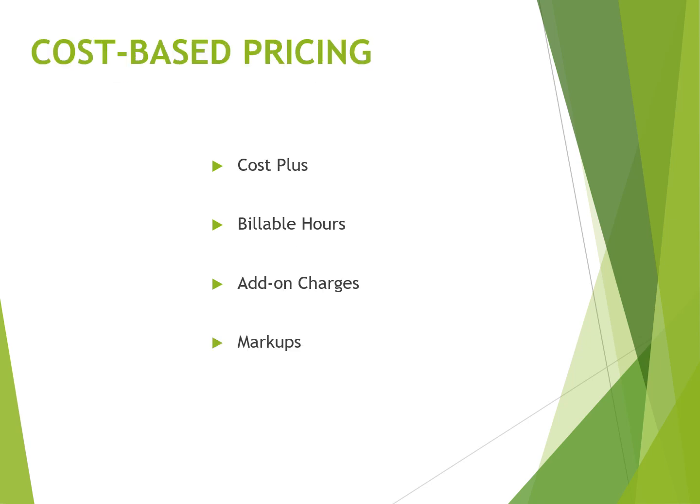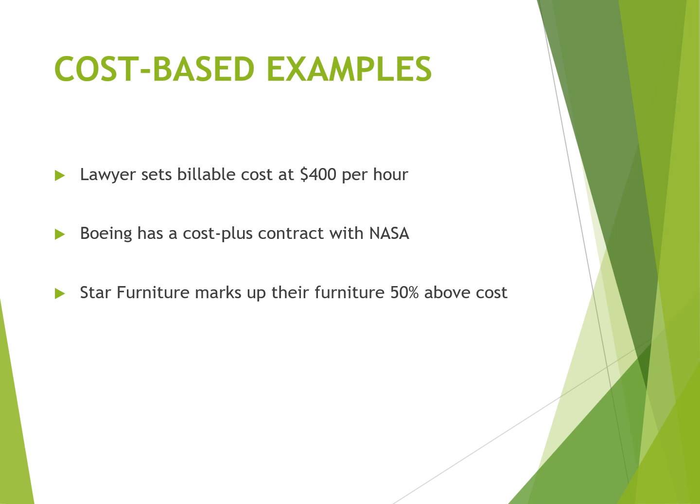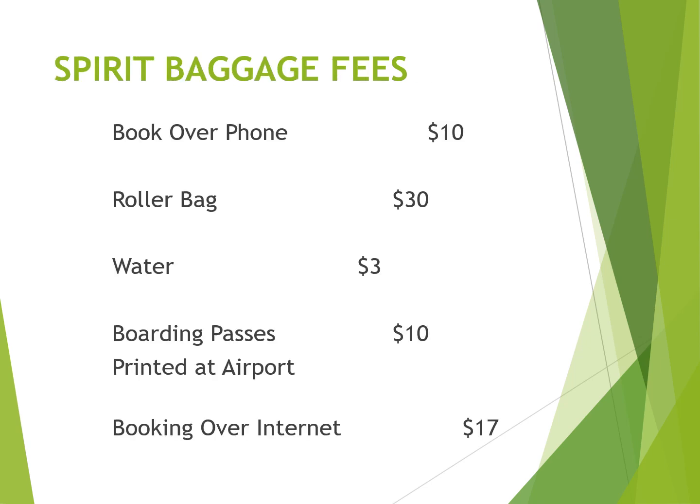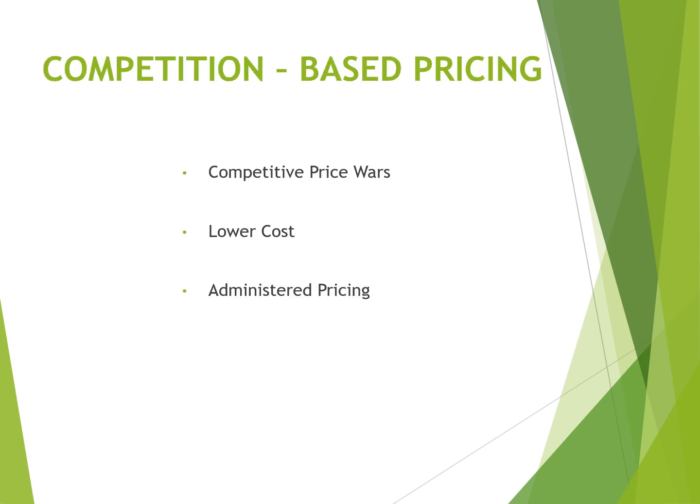Then cost-based pricing: we have billable hours, add-on charges, markup, cost plus. So these are the things that come under cost-based pricing. Like some lawyers or counselors, they will demand pay in terms of hours, right? So per hour $500, per hour 100,000 rupees, something like that. Furniture markets and all come under this cost-based example.